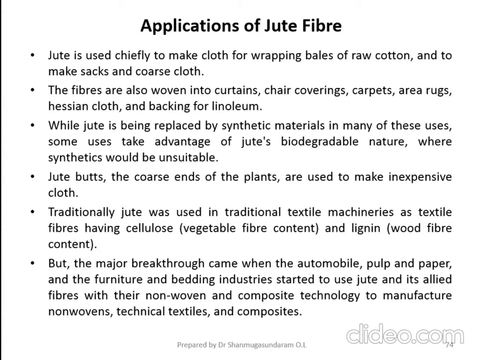Then coarser ends of plants are used for making inexpensive cloth. Traditional jutes are also used in textile machineries as well as textile fibers having cellulose and lignin. But the major breakthrough came with the automobile, pulp and paper industries, and the furnishing and bedding industries, which started to use the jute plant and its allied fiber in non-woven form.